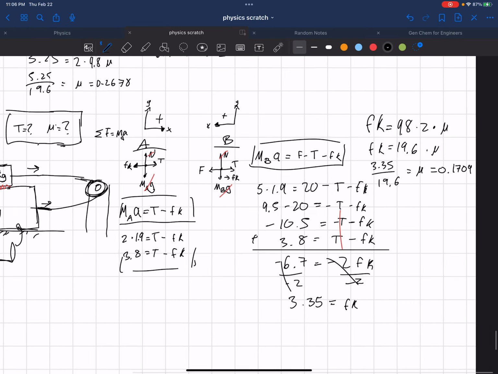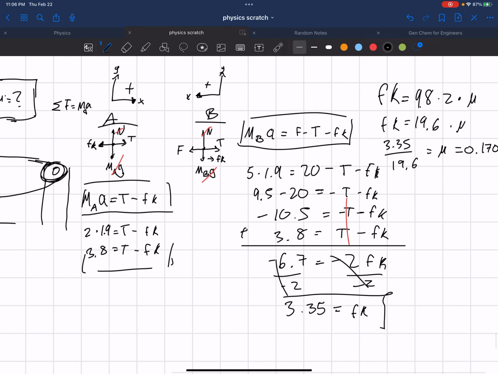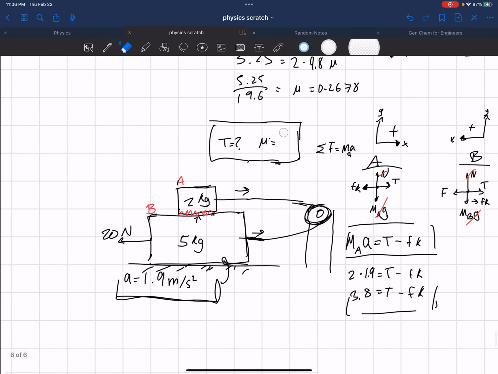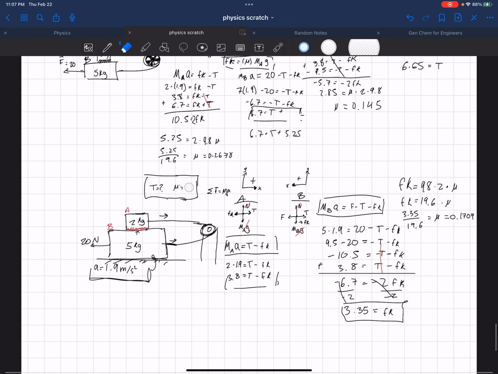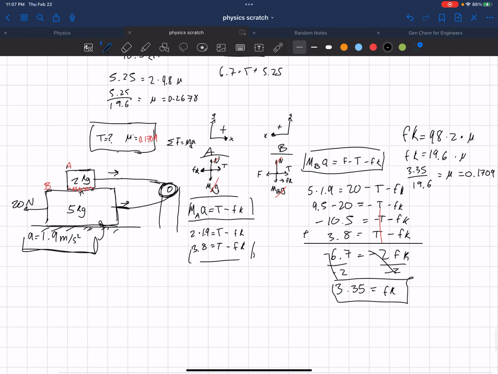Anyway, so that's the mu coefficient, but this is FK, right? So now we can answer that little question. This is 0.1709. And then what we're going to do is we're going to plug it back in. The final thing. So we could pick whatever we want, honestly, and it would work. So let's do 3.8. I just saw this random equation that I wrote down here. It's equal to T minus 3.35.